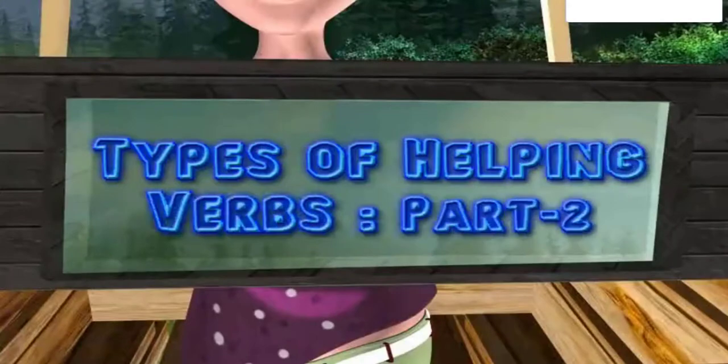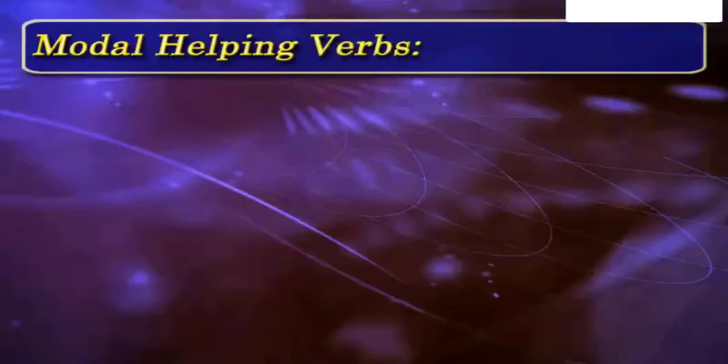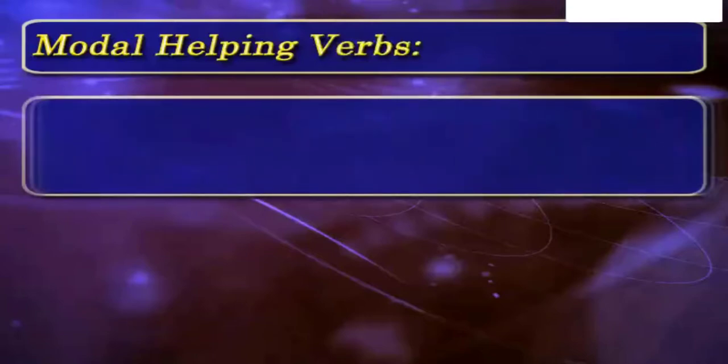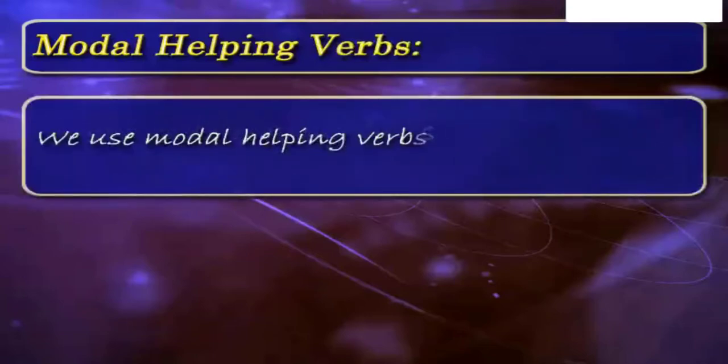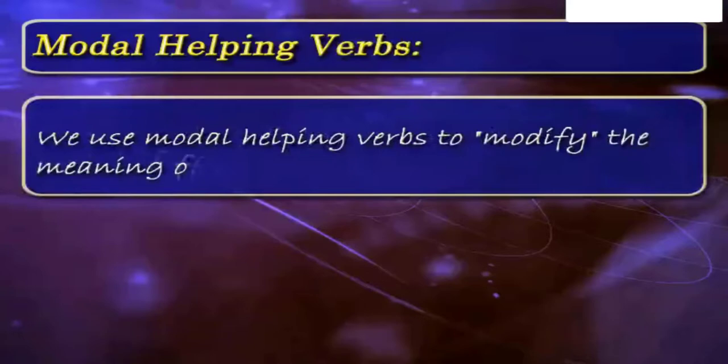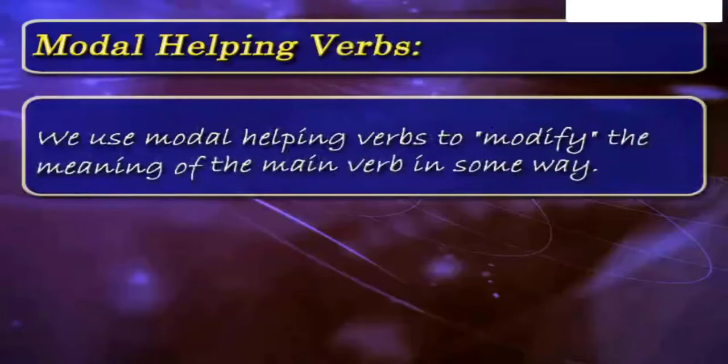Types of helping verbs, Part 2. In this module, let us learn about types of modal helping verbs and their use in English grammar. We use modal helping verbs to modify the meaning of the main verb in some way. Hence, modal helping verbs are used in sentences to modify the meaning of the main verb in some way or the other.